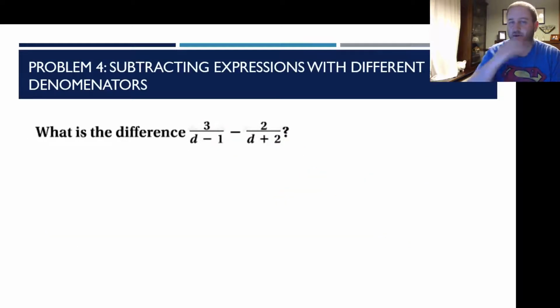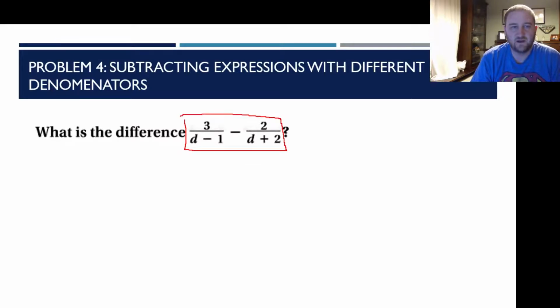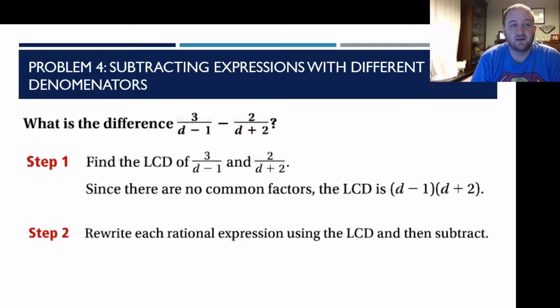All right, second example, now we're going to subtract using expressions with different denominators. Okay, here it says, what's the difference? 3 over d minus 1 minus 2 over d plus 2. Now, this is a little bit different because d minus 1 and d plus 2 don't have common factors. Okay, so step 1 is to find the least common denominator of these. There's no common factors, so basically what we have to do is just multiply them together. D minus 1 times d plus 2. The least common denominator is just going to be that.